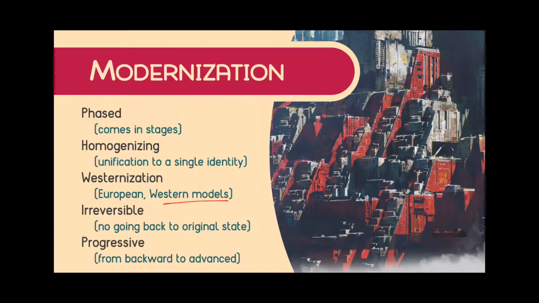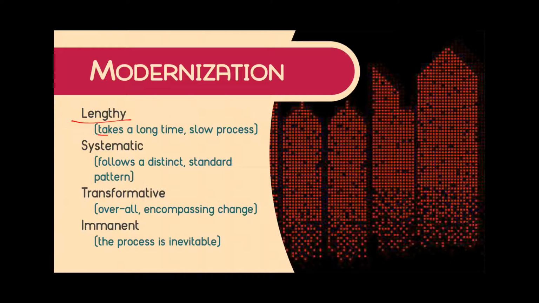Next, it's progressive. So it goes from a backward state of living to a more advanced state of living. Of course, backward as a qualifier is very discriminatory against those who are not yet in an industrial phase. Next, it's lengthy. It takes a long period of time, a slow process. It took a lot of time before the European nations are now in the best states of their lives right now. And in the Philippines as well, it took a lot of time from pre-industrial phase, and we are now turning to become industrial in terms of our phase in the development process.